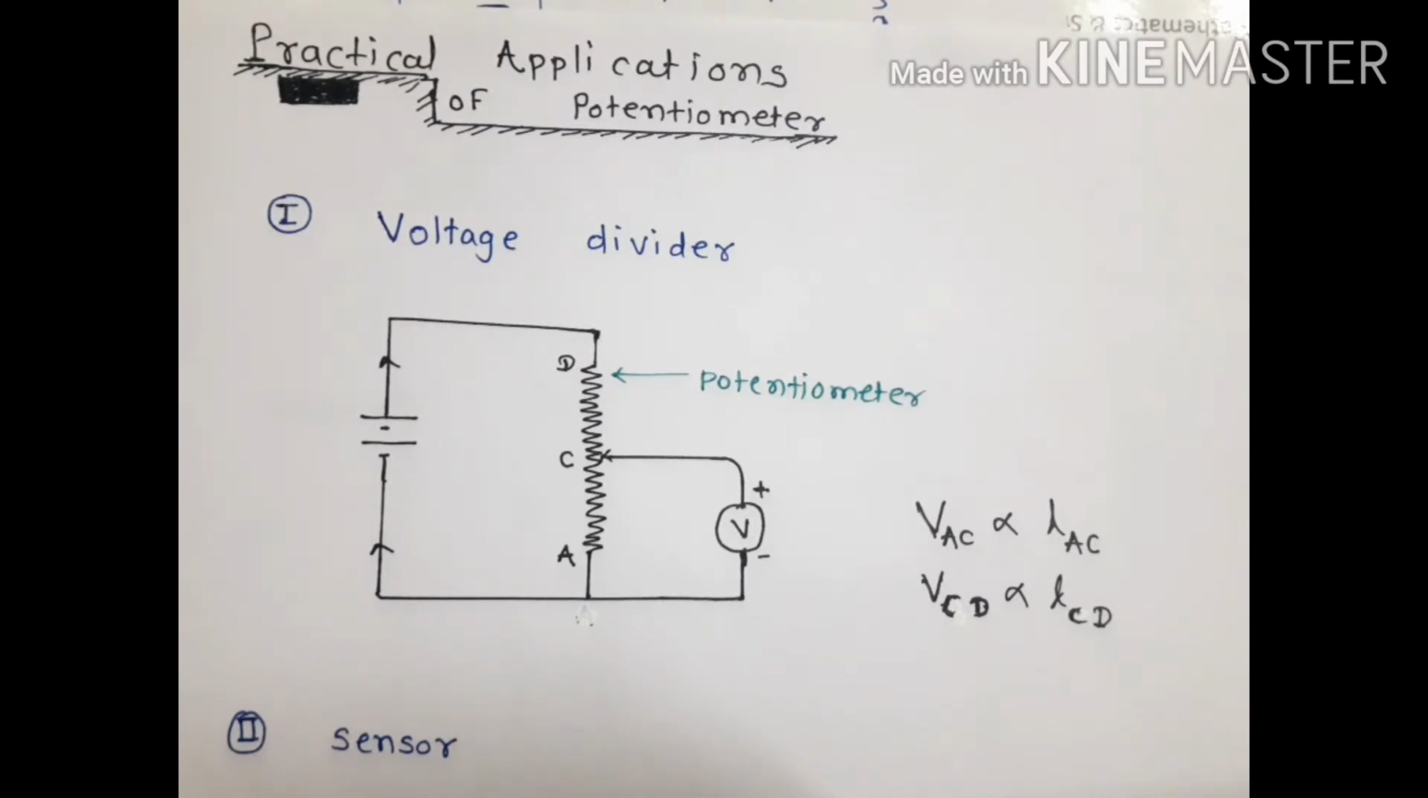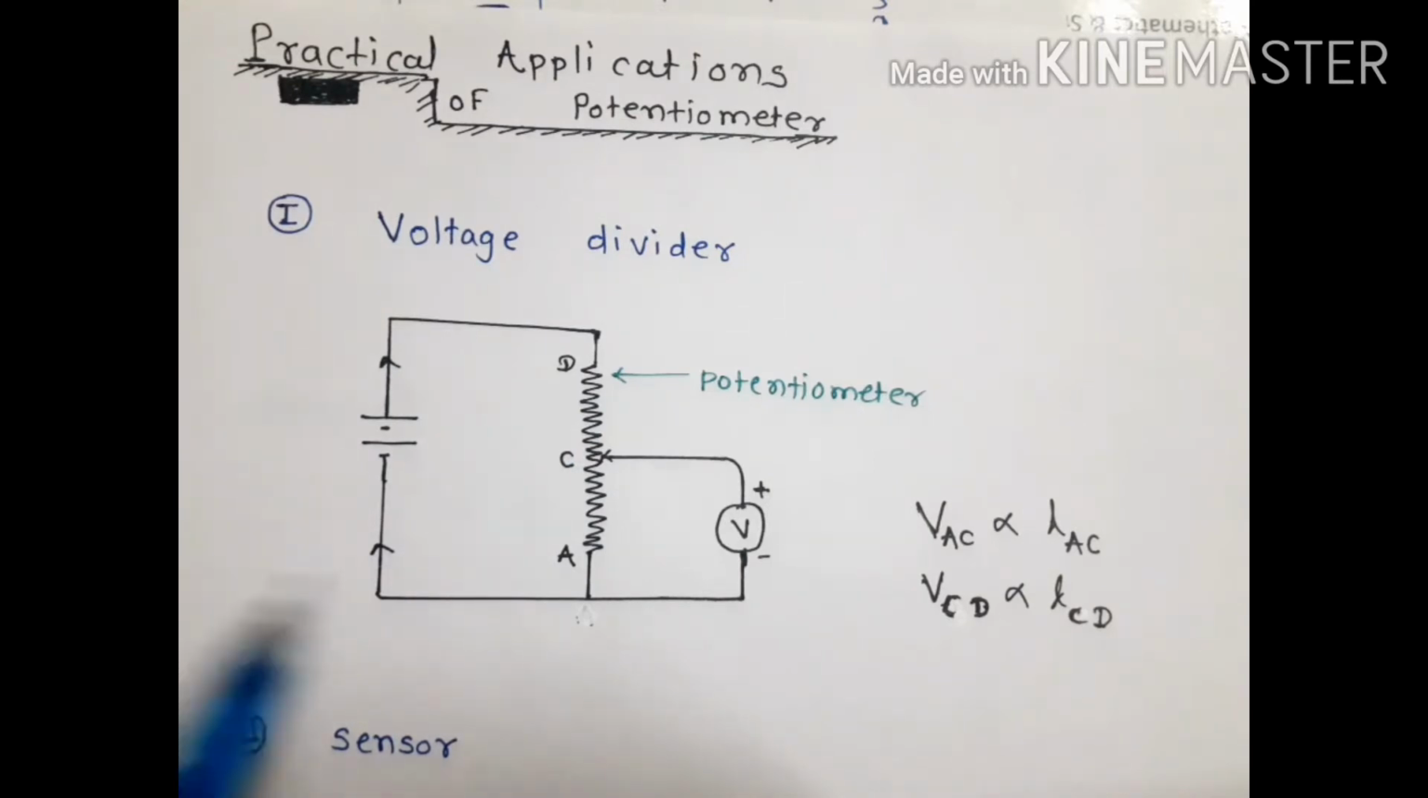In these practical applications, we are going to deal with the voltage divider. The potentiometer can act as a sensor. The potentiometer can be used as an audio control. Now let us see one by one. See, the first one: the potentiometer acts as a voltage divider.